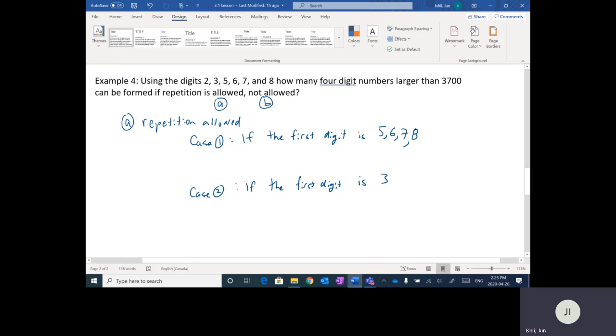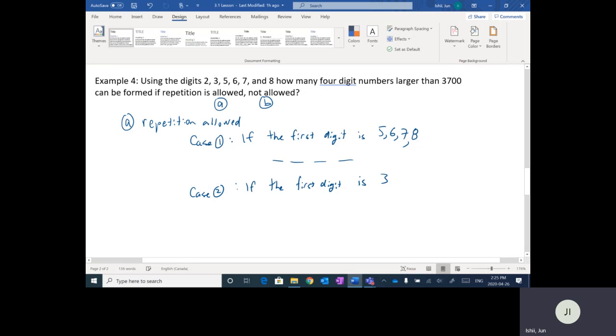So I'm just going to repeat that. In the first case, if the first digit is 5, 6, 7, or 8, then the second digit can be any one of these numbers. Whereas if the first digit is 3, then the second digit has to be a 7 or an 8. It can't be a 6 or a 5 or any one of those because it would be less than 3,700. So this is why we need two separate cases. So in the first case here, again, it's a 4-digit number.